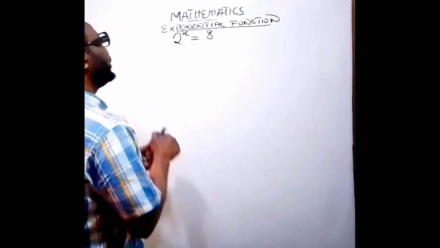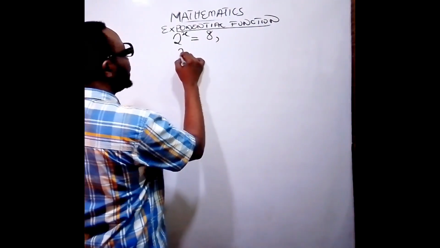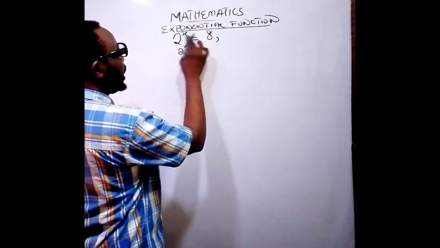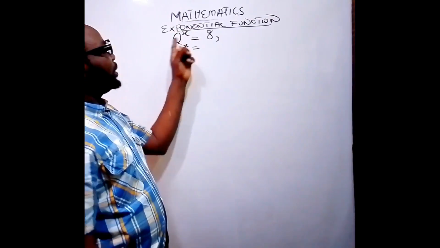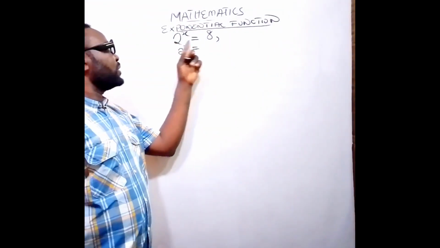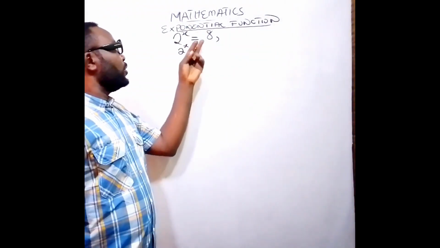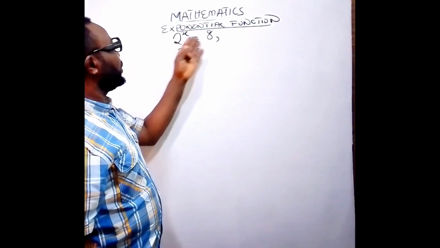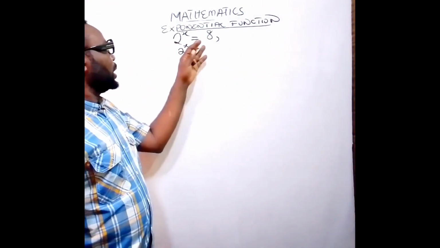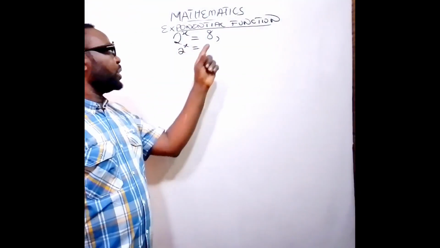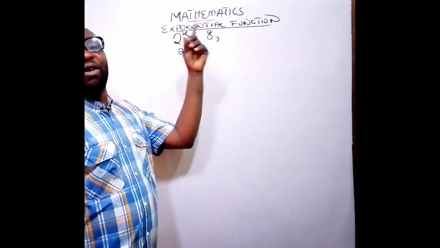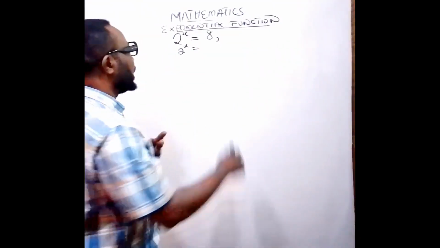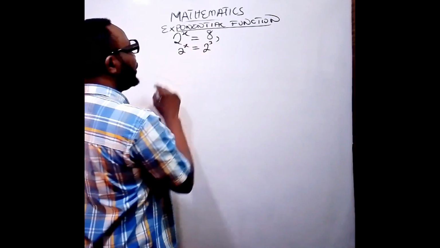So if I simplify this one now, I'm going to say 2 raised to the power of x will be equal to... I will look for a value that it will equate to, the lowest value between the two of them. If you look at the two of them, you see that 2 is the lowest. Then how can I convert 8 to 2? I can now say it is 2 raised to the power of 3.